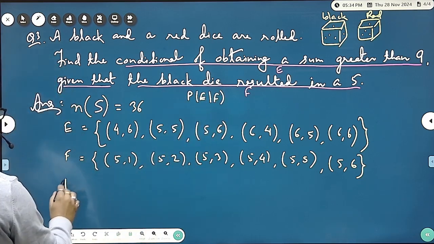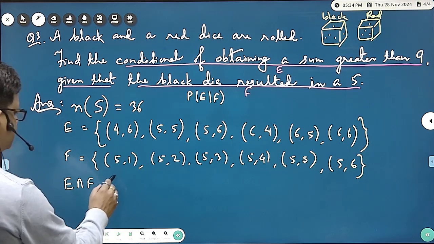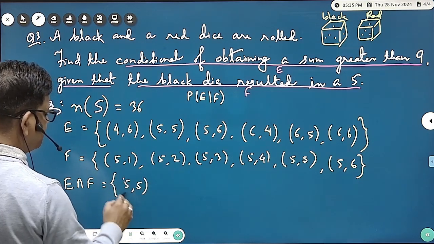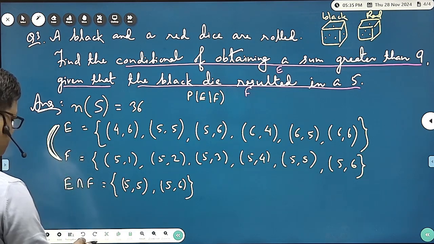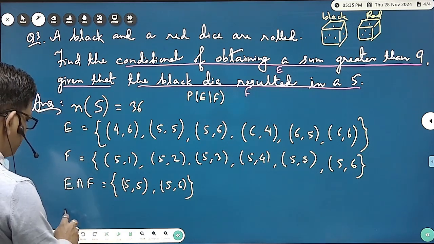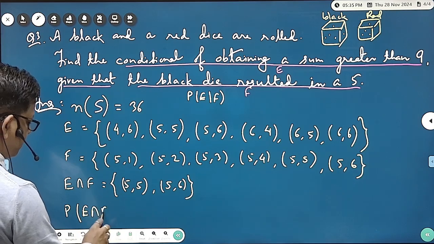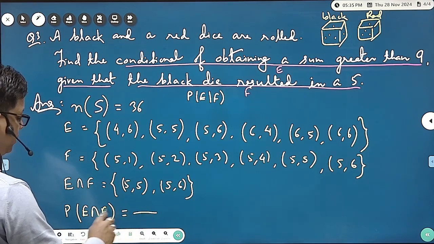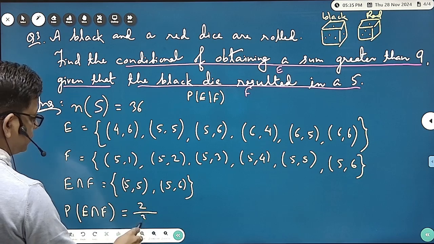So for that, the rest of the things are similar. E intersection F: common elements. Which all? 5 4 is not there. 5 5 and 5 6. These are the common elements. Those who do not have an idea, the intersection is the common element in both. So this is 5 5 and 5 6. Now the probability of E intersection F: how many elements are there in this? 2 out of total possible 36. So this is ready.